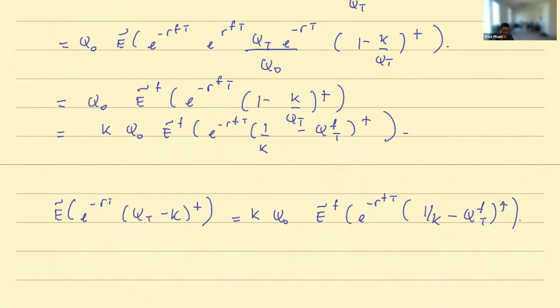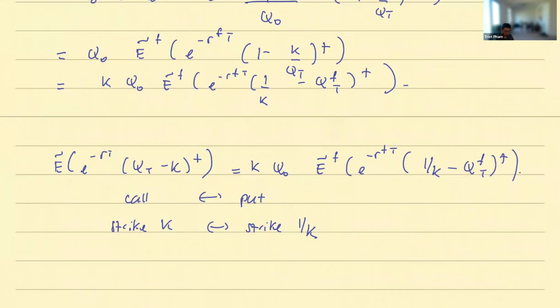Okay, notice two things. The strike here is K, the strike here is 1 over K. This is call, this is put. So call, put, strike K, strike 1 over K. This side is on one share, this side is K shares, and that's what this K is doing.